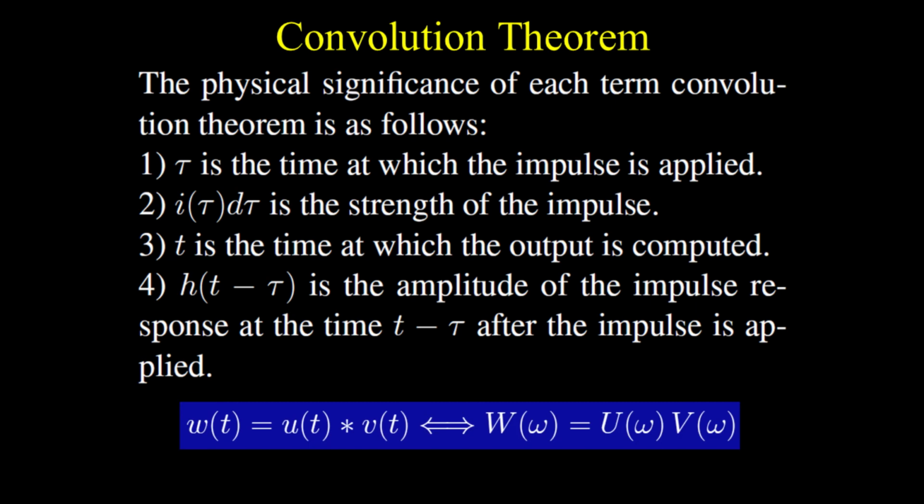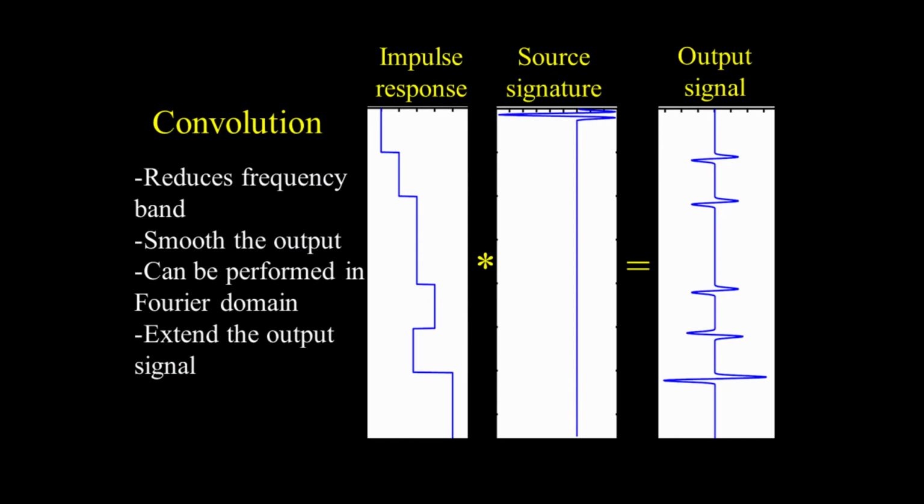Note that the convolution can be performed in the frequency domain as a product. In other words, we can avoid the integration associated with the convolution operation by working in the Fourier domain. From this illustration, we can see that the convolution operation reduces the frequency bandwidth because it smooths the output signal. Actually, the convolution also extends the duration or the length of the output signal. Note also that the convolution can be performed in the frequency domain as a product of two signals, as we described earlier.